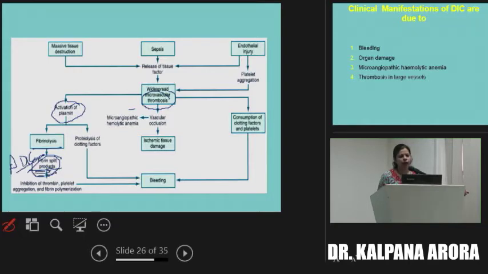Okay? And the thrombosis leads to vascular occlusion leading to ischemic tissue damage. And this leads to the bleeding. So there is both thrombosis and bleeding. Can you tell me what would be the blood picture? When you see a peripheral smear, what you will see in DIC?